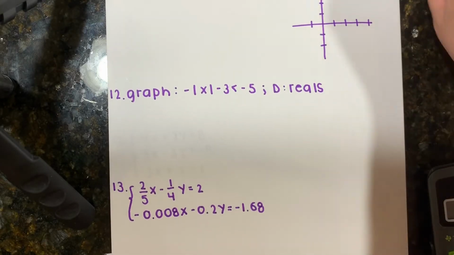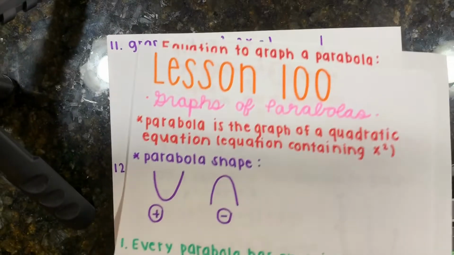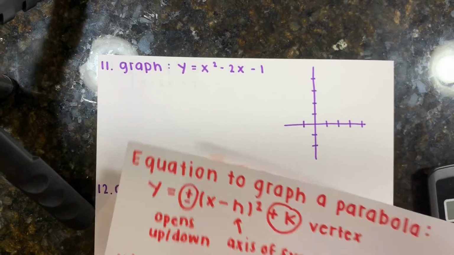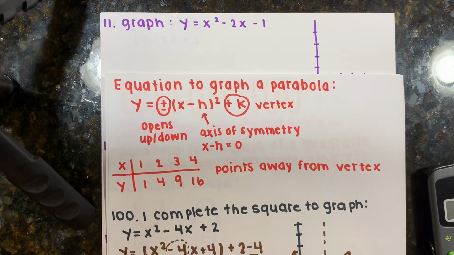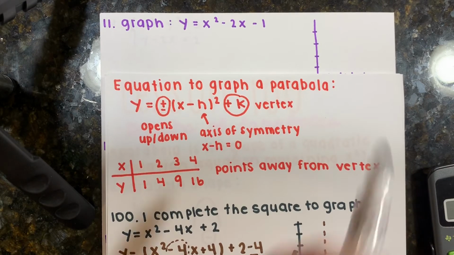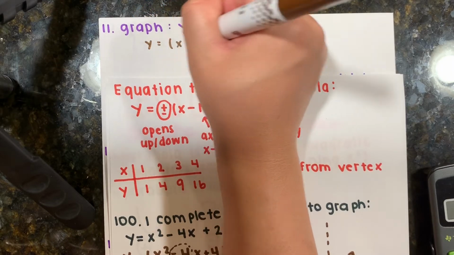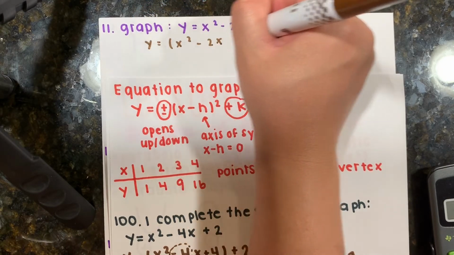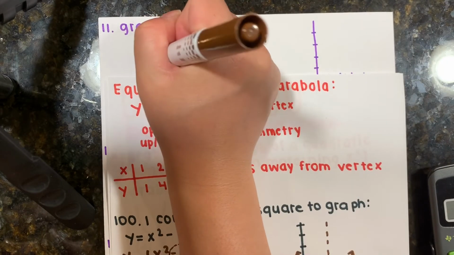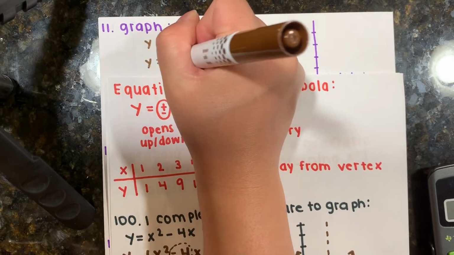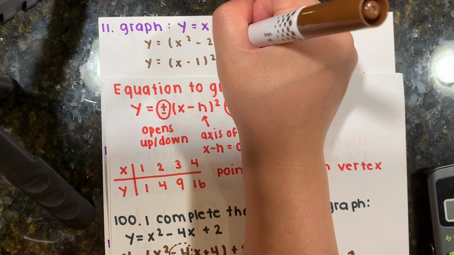Now moving on to number 11. For this lesson, we're going to go back to lesson 100, and we need to get an equation that's going to look something like this. I'm going to start by putting all the x's in parentheses. So I get x squared minus 2x, leave a space, minus 1. When I complete the square, I take half of that term, so that would be x minus 1 squared. When I square it, it becomes plus 1.